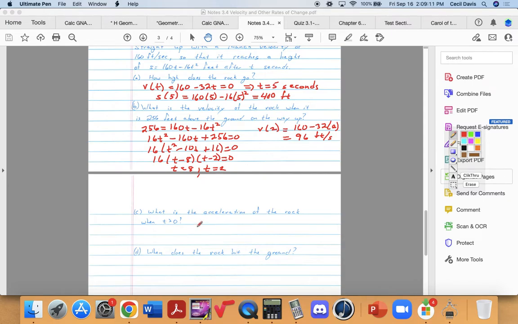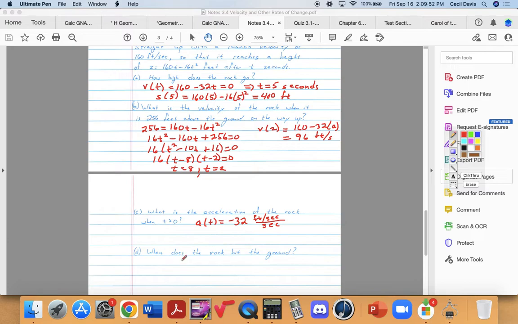All right, it wants to know the acceleration of the rock when t is greater than 0. Acceleration is simply the derivative of the velocity, and the velocity was 160 minus 32t, so that's just negative 32 feet per second squared. And that is acceleration due to gravity. For an object near sea level, ignoring wind resistance, acceleration due to gravity is negative 32 feet per second squared.